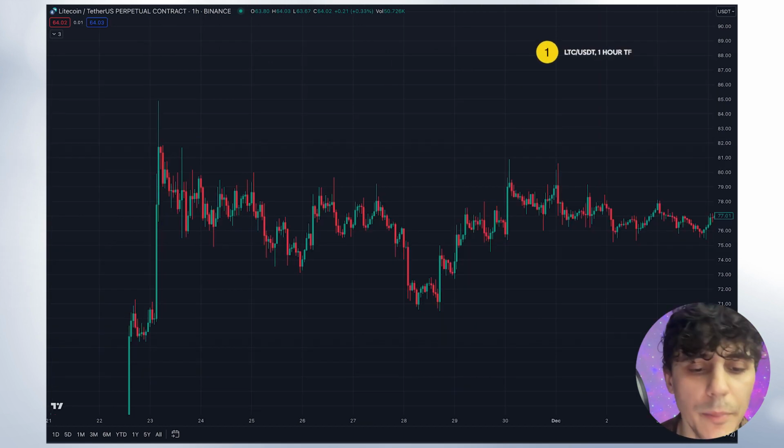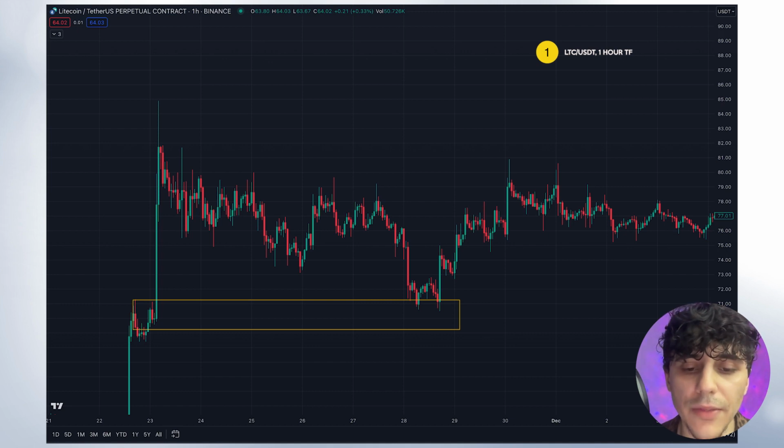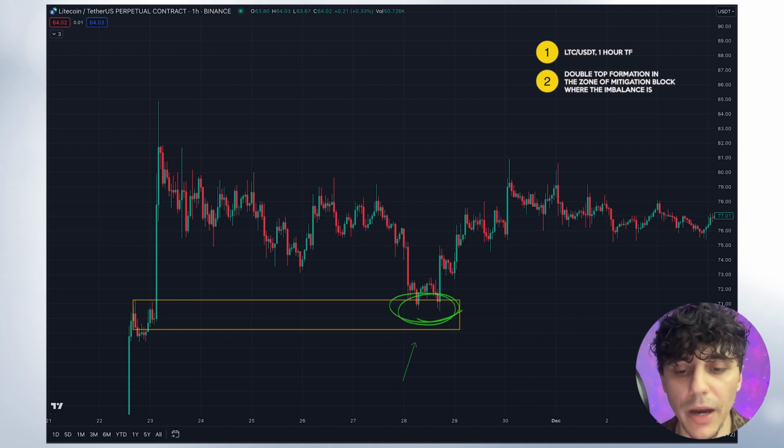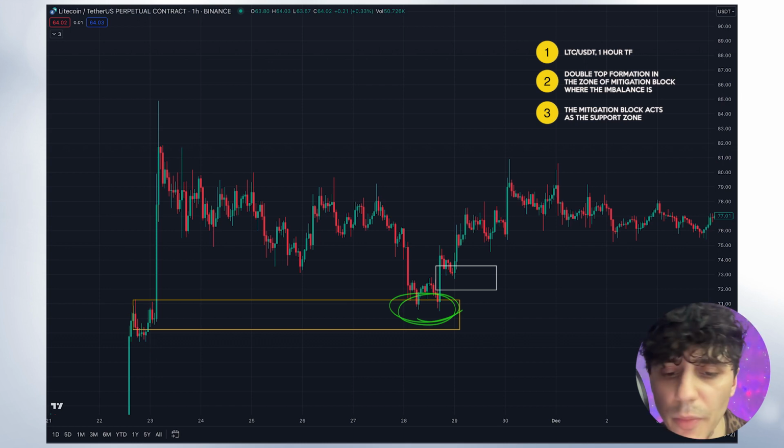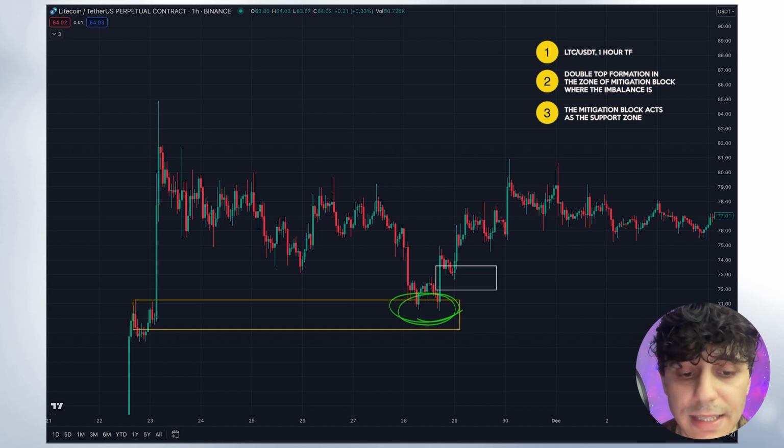The third example will be on the Litecoin chart. We set 1 hour time frame. In the zone of support there is a double bottom formation where the imbalance was created. The mitigation block acts here as the zone of support. I often use imbalance with other tools such as order block, breaker block, mitigation block and the candle wick pattern. This significantly increased the accuracy of my trades.